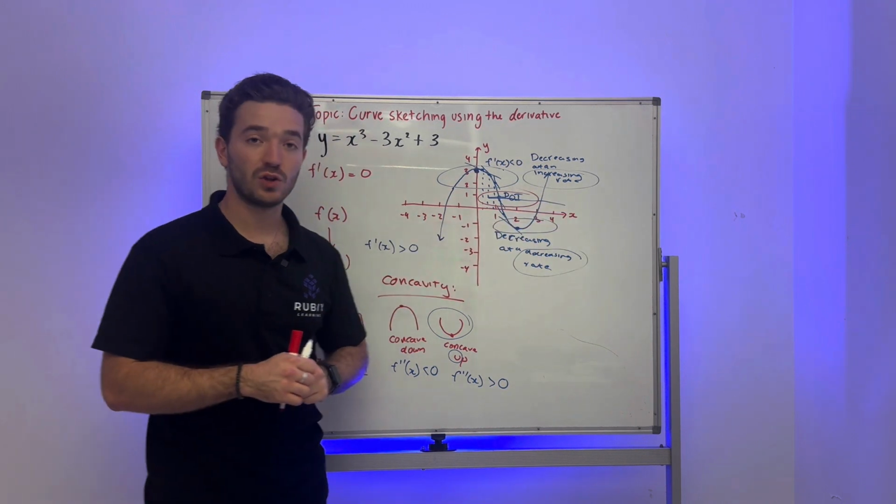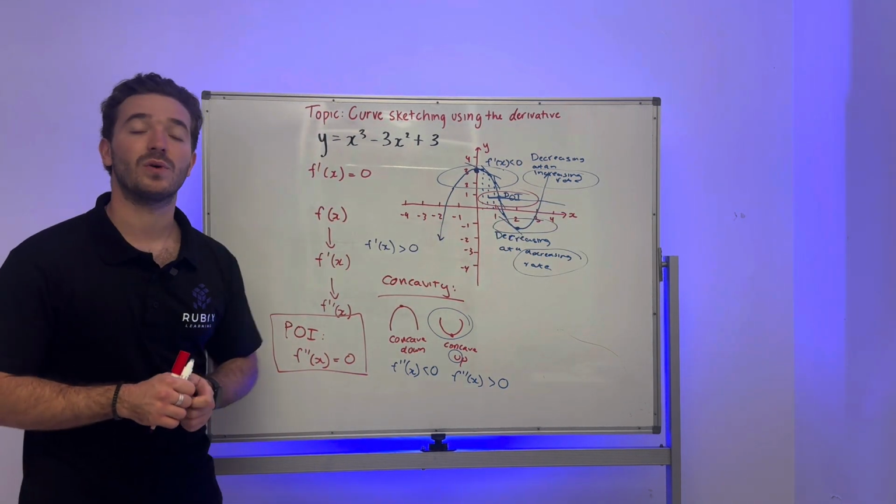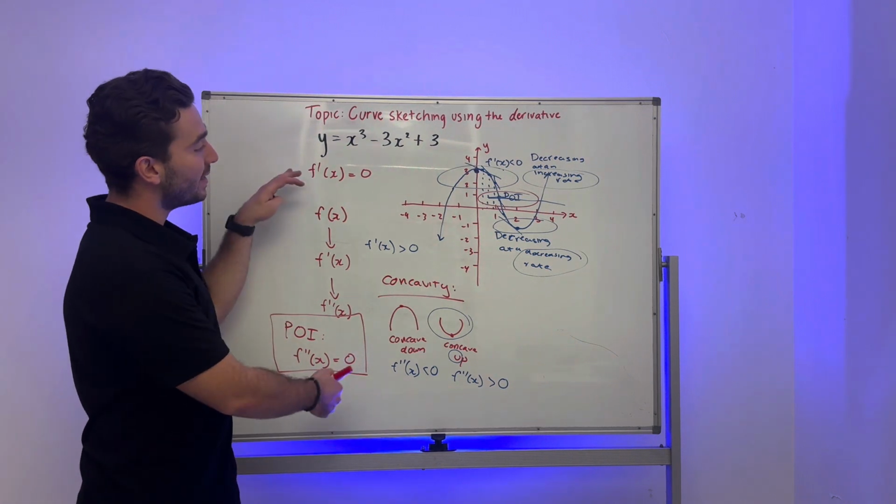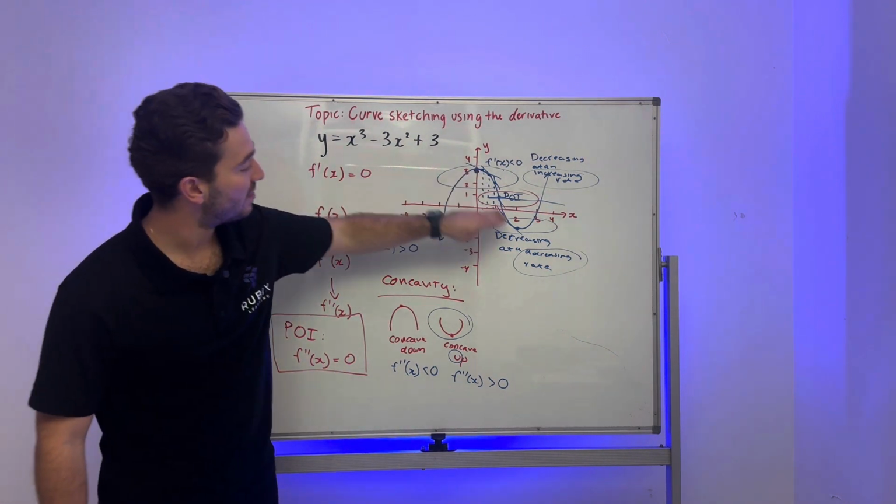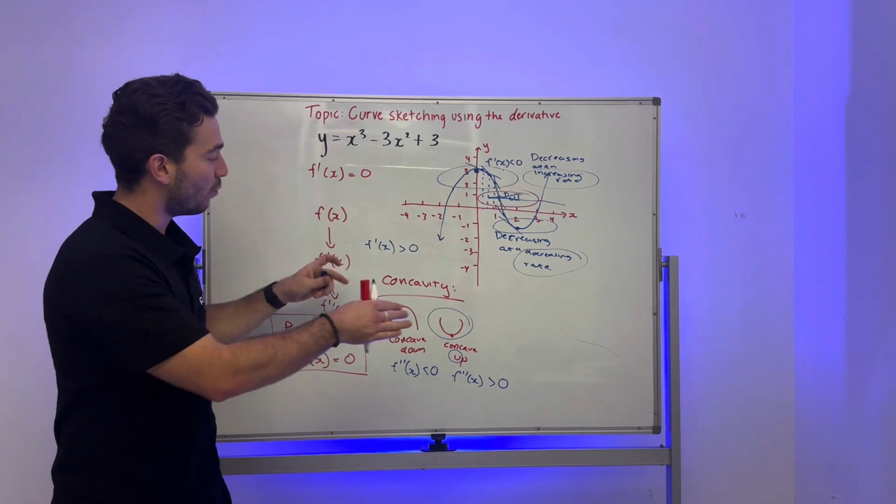So at that point of inflection, is found when our second derivative is equal to 0. So let's find it. Let's come back to this graph. We've already sketched these points. I'm going to clean everything up and we'll keep going.